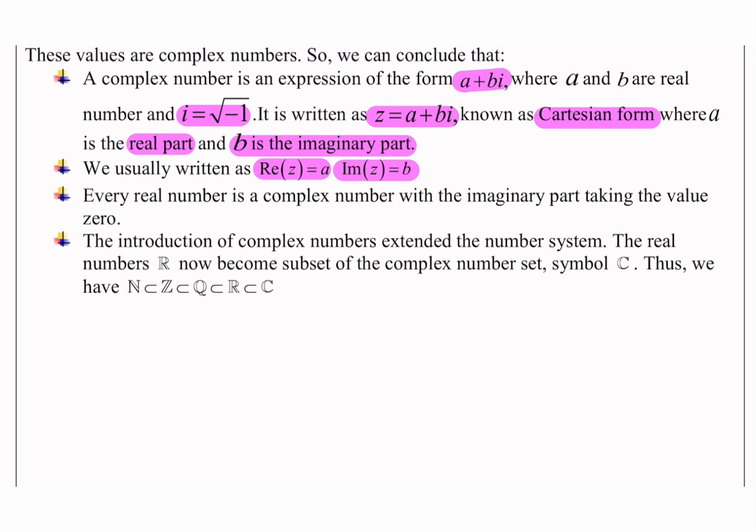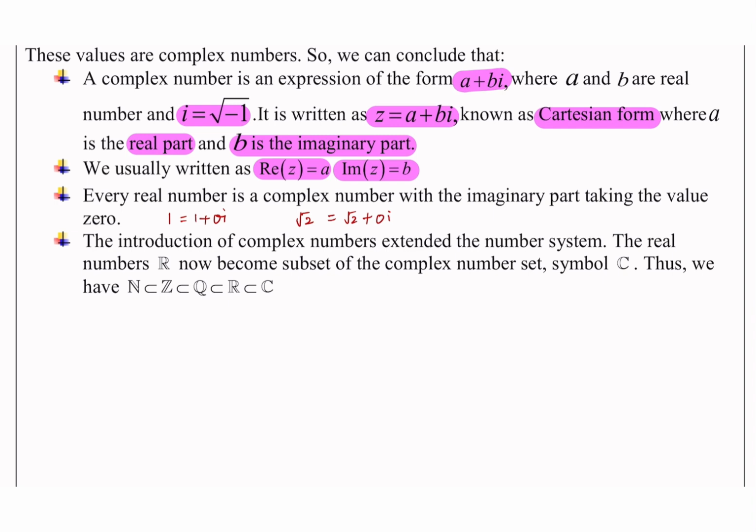Okay, sebenarnya semua real number adalah complex number, tetapi imaginary part dia adalah kosong. Contohnya kalau saya ada nilai 1, so sebenarnya dia adalah 1 plus 0i. Macam tu. Ataupun square root 2. Sebenarnya sama je dengan square root 2 plus 0i. So basically ni setiap real number adalah complex number.